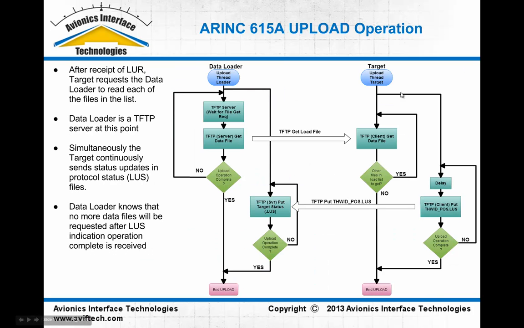Once the target receives that LUR file, it's continuing to send the status file. It then processes the list of loadable parts in that LUR file, and then it basically goes into a loop where it does TFTP client get requests or read requests from the data loader for each of the files listed in that protocol LUR file that was previously sent to the target.